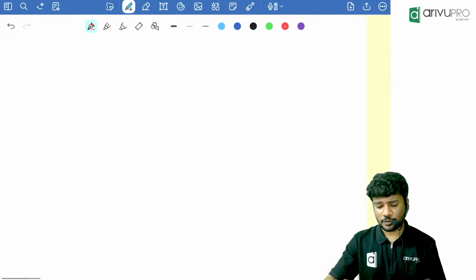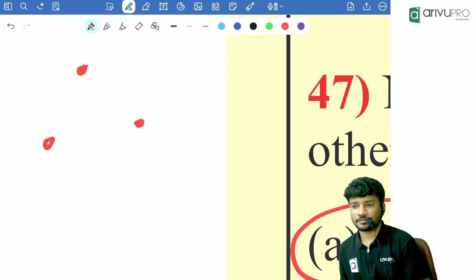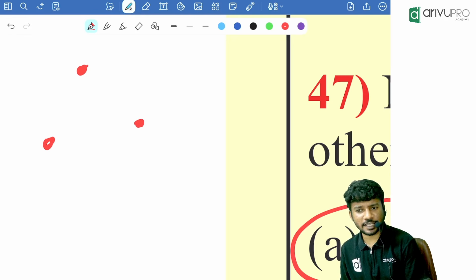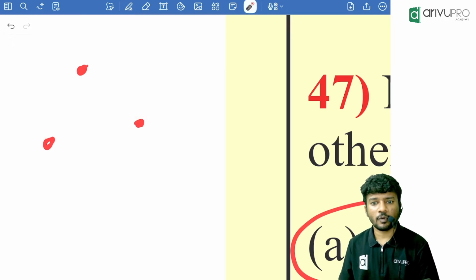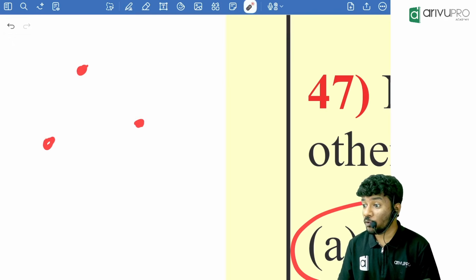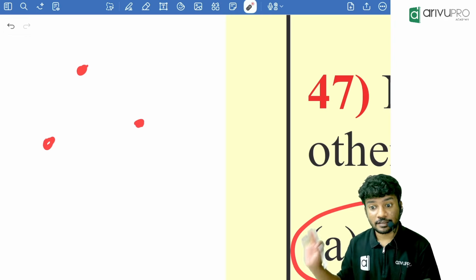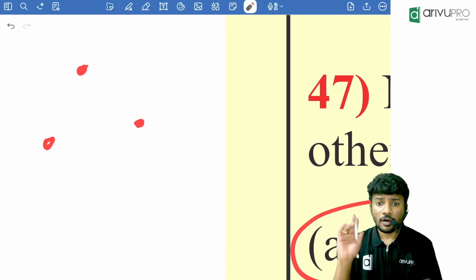Now, everyone, listen. Randomly, I am going to ask you a question. 3 points are there. How many triangles can be formed? From 3 points, how many triangles can be formed? Only one triangle can be formed. First of all, how many edges do you require to form a triangle? 3 edges. So, I require just 3 points to form a triangle.